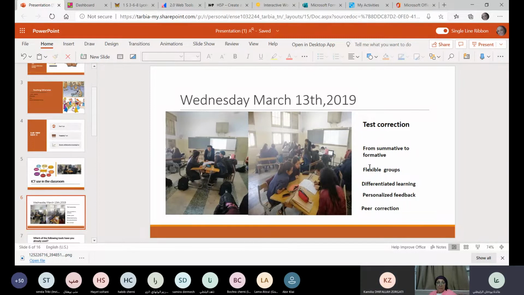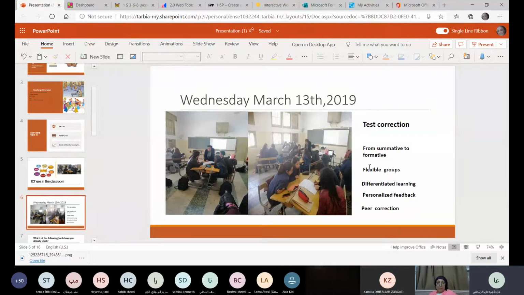Flexible groups that will change according to the tasks at hand. And of course, according to their abilities and their potential. Not according to the marks, but how well or how badly they did on a specific part of the test, okay? Differentiated learning.